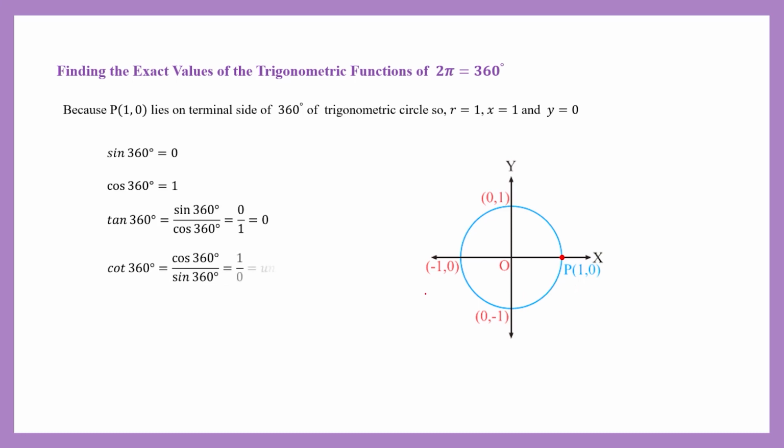For finding cotangent of 360 degrees, we should divide cosine of 360 degrees by the sine of 360 degrees, which is equal to 1 by 0, and it is undefined here. Secant of 360 degrees equals 1 by cosine of 360 degrees, and it is equal to 1 divided by 1, which is 1. Cosecant of 360 degrees equals 1 by sine of 360 degrees. It is equal to 1 by 0, and it is undefined.